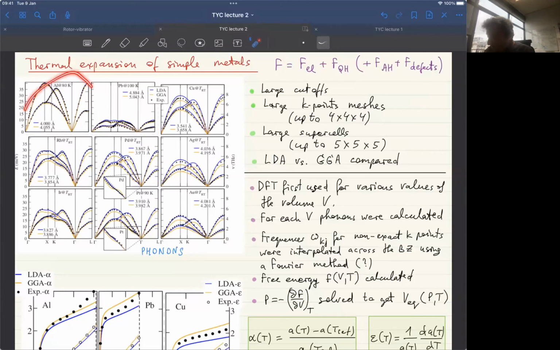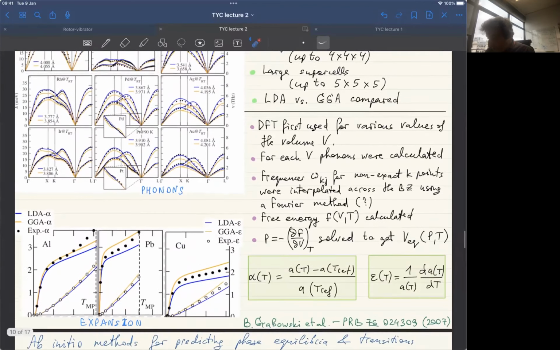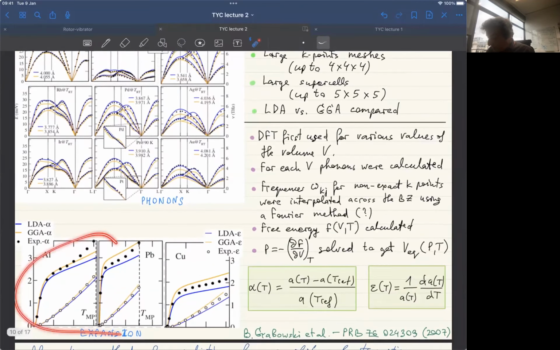So here you can see some of the phonon modes they obtain for these systems. Only acoustic modes here because just one atom in the primitive unit cell. And here you can see expansion of those crystals in comparison with experiment, which is quite impressive.